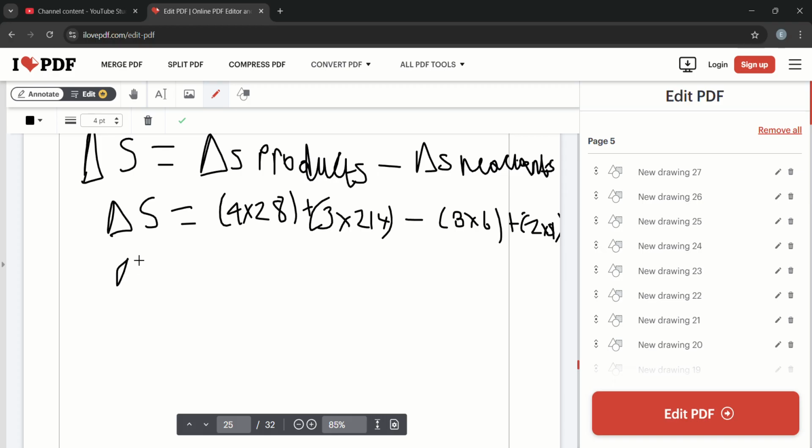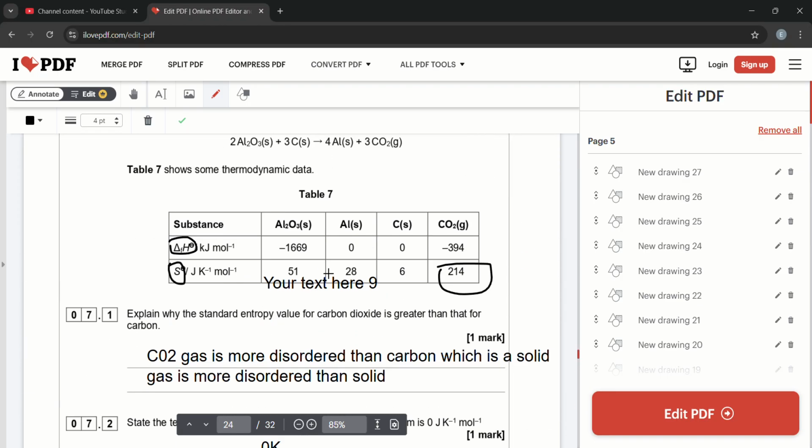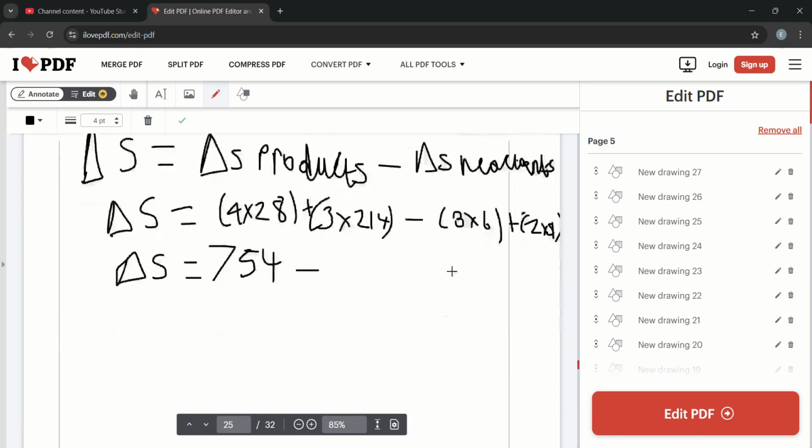Now don't put it all in the calculator because your calculator might work it out wrong. First do it step by step. 4 times 28 plus 3 times 214. 28 times 4 is 112, plus 3 times 214, that's 754. Minus, well, 18 plus 2 times 51, 2 times 51 is 120.